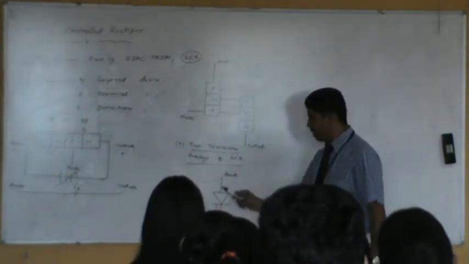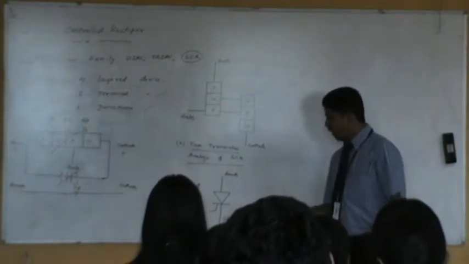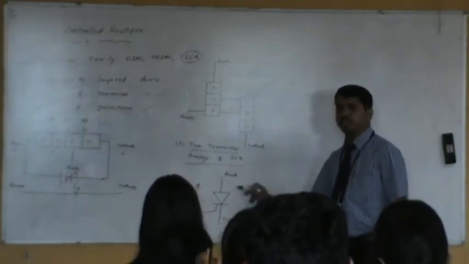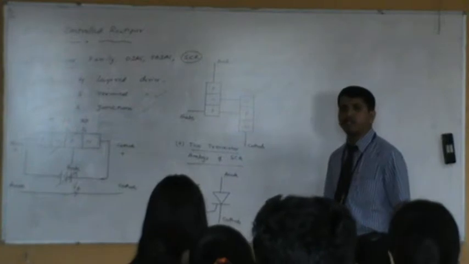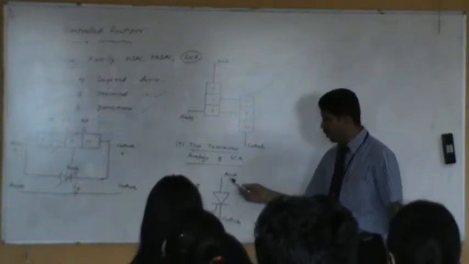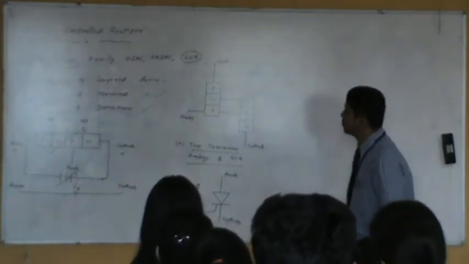This is a symbolic representation of an SCR. Let me write it here. This is figure B, the electronic symbol of a silicon controlled rectifier. While constructing circuits, one can use this kind of electronic symbol to draw the circuit of an application which is based on SCR.